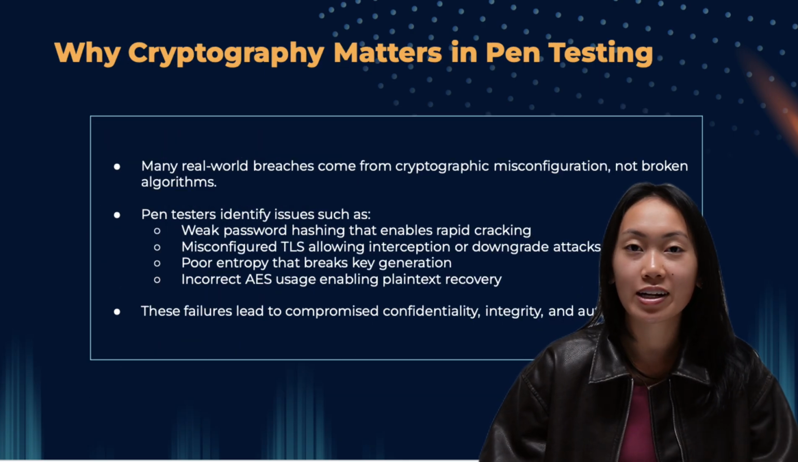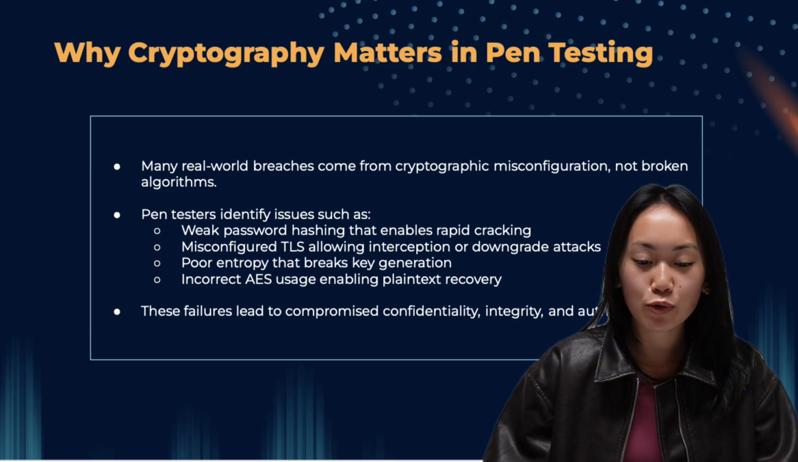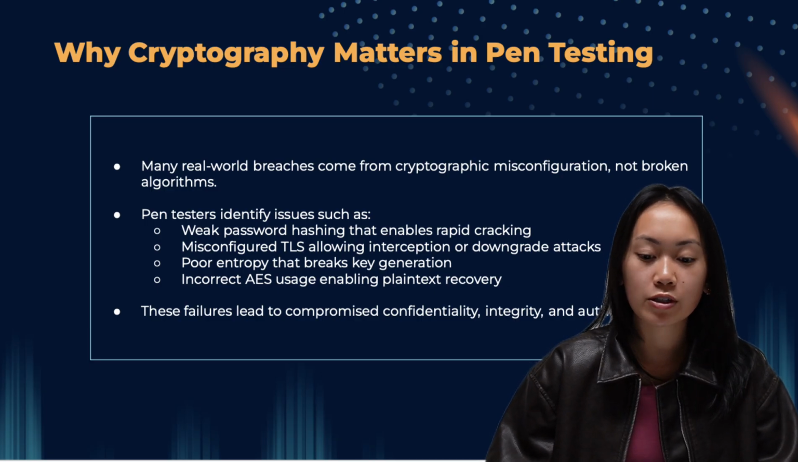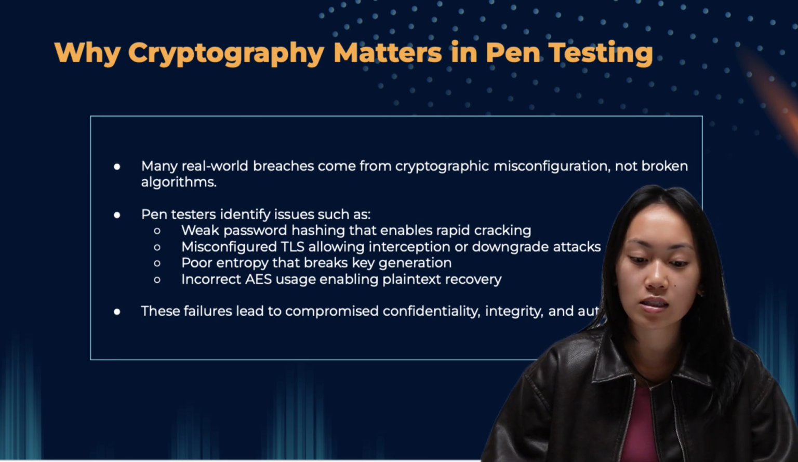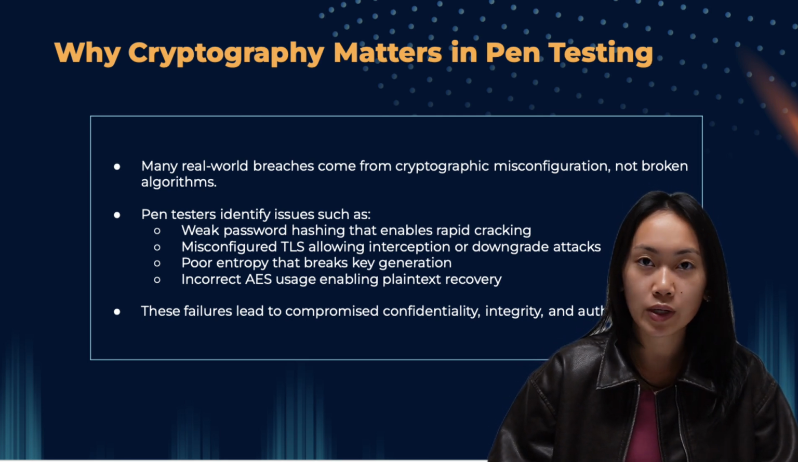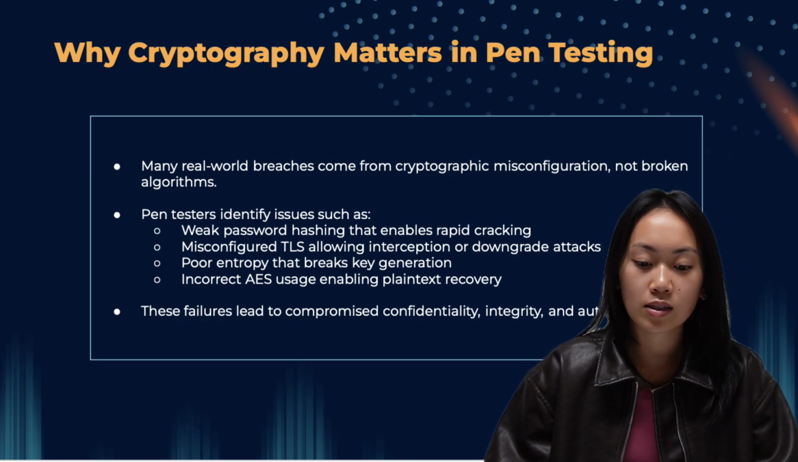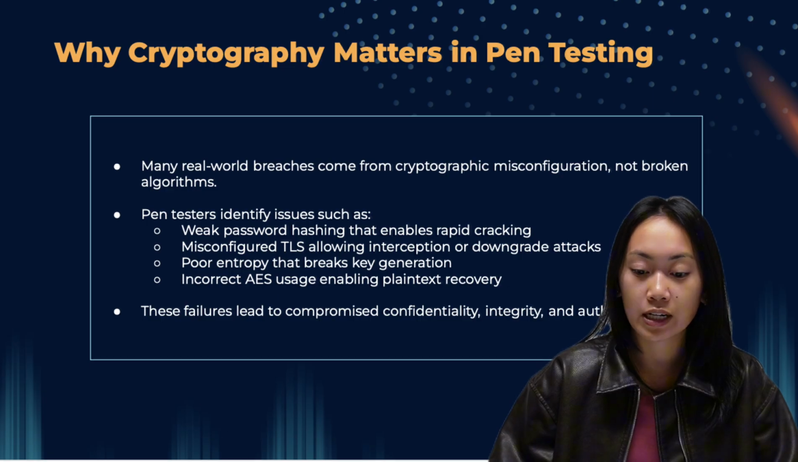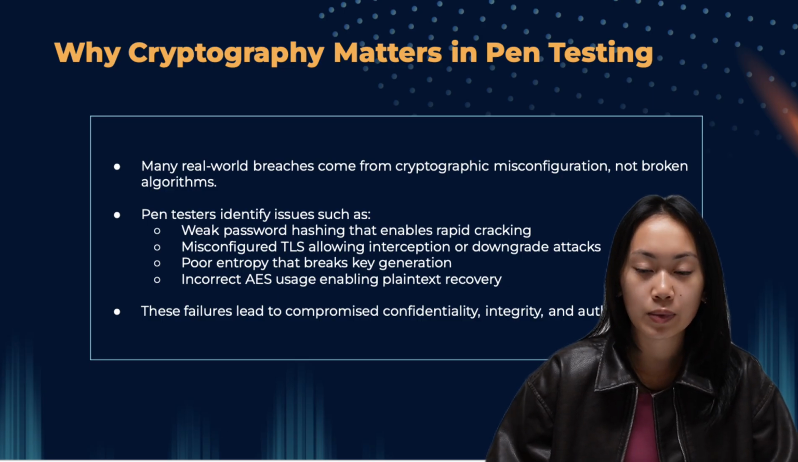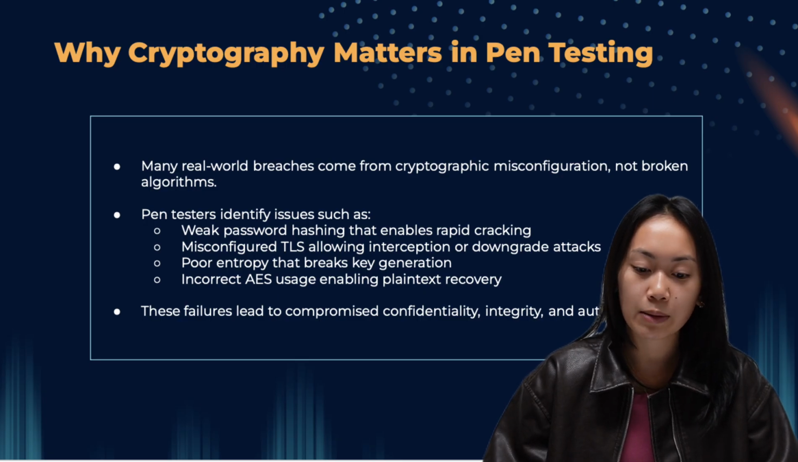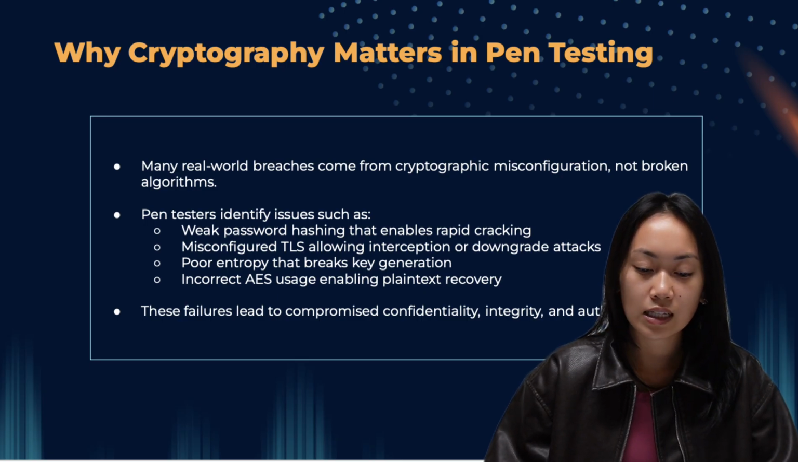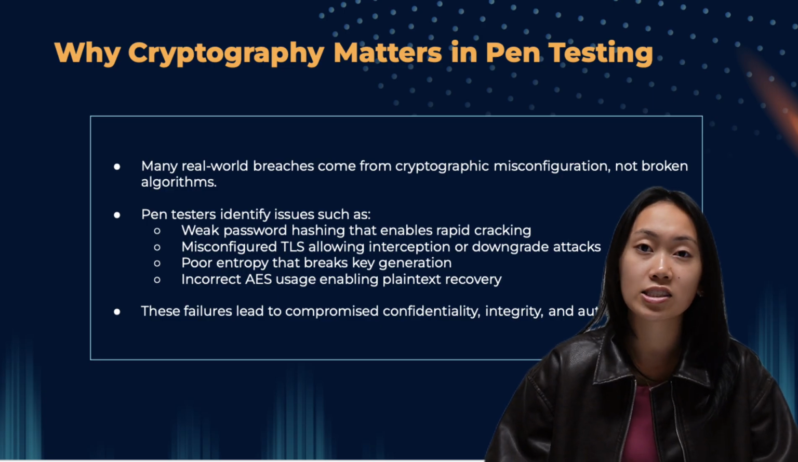Why cryptography matters in pen testing. Many real-world breaches come from cryptographic misconfiguration, not broken algorithms. Pen testers identify issues such as weak password hashing that enables rapid cracking, misconfigured TLS, which allows interception or downgrade attacks, poor entropy that breaks key generation, and incorrect AES usage, enabling plaintext recovery. These failures lead to compromised confidentiality, integrity, and authentication.